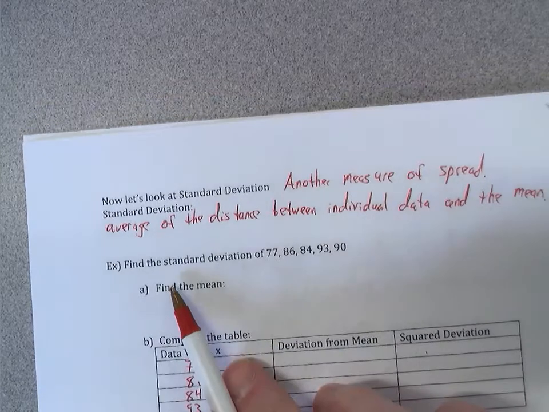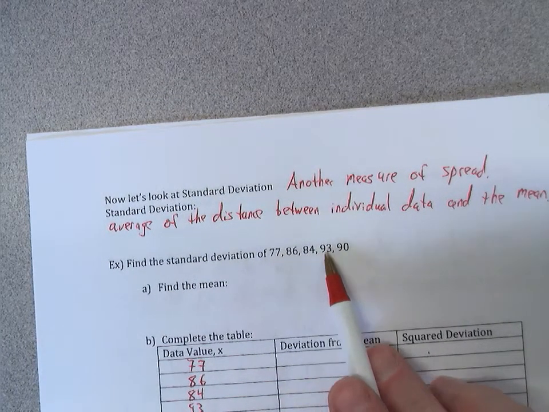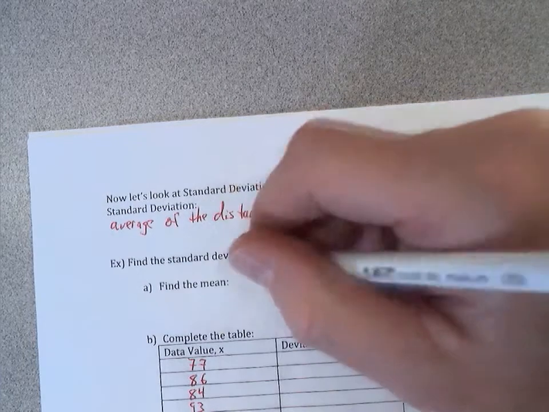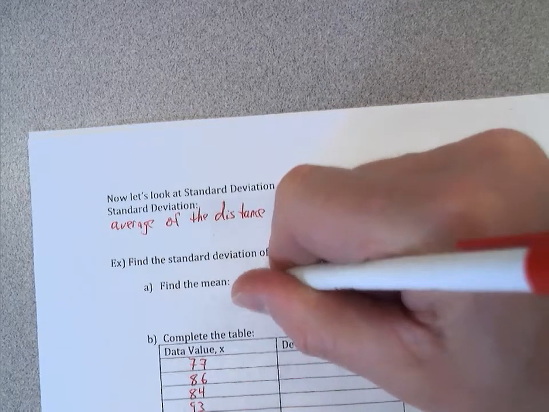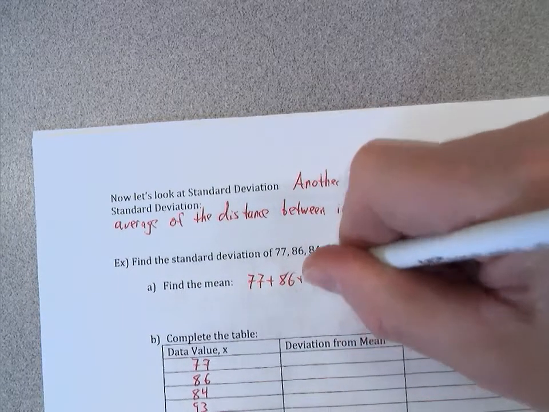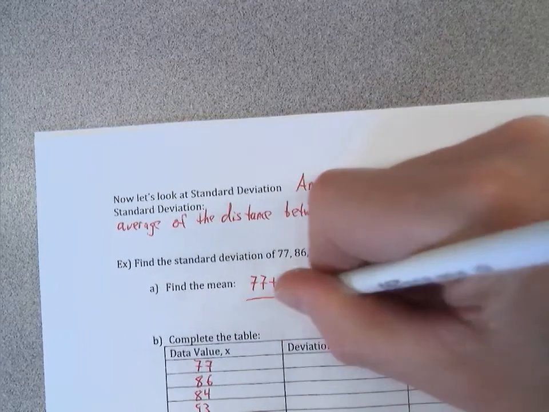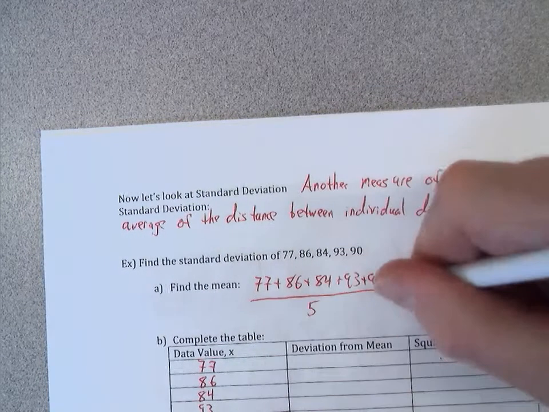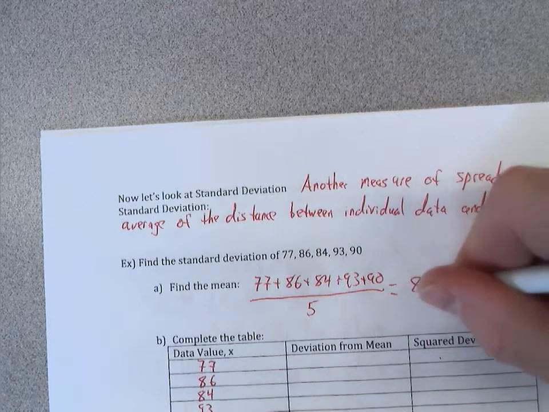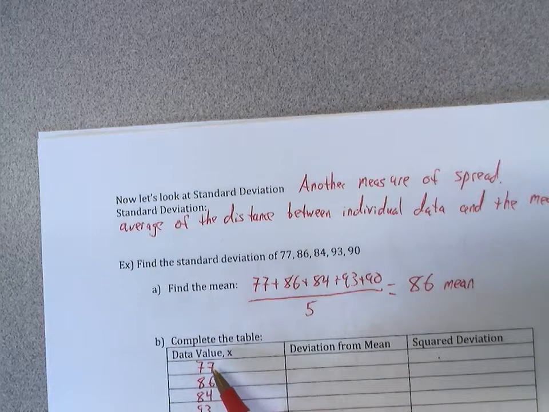So let's start here. Find the standard deviation of these values. 77, 86, 84, 93, 90. So first, we find the mean. So we add all of our values together. Divide by how many there are. There's 5. We get 86. All right, so this is our average. This is our mean.